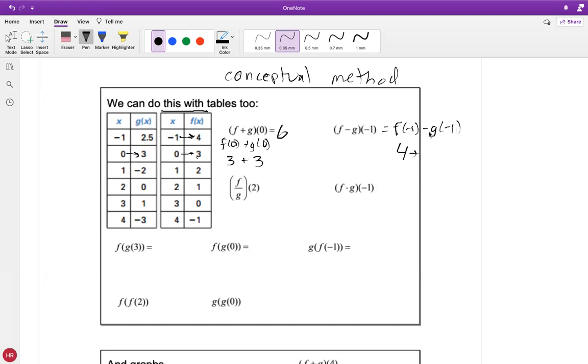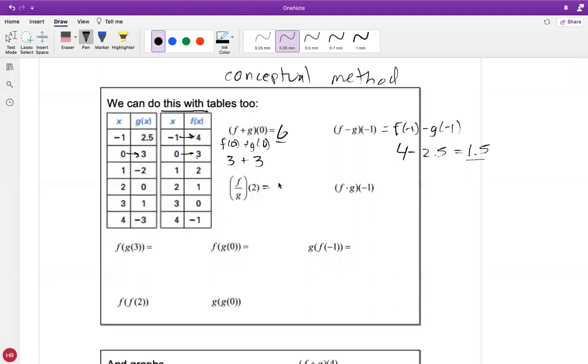And I do the same thing for g of -1. Ooh, I wrote plus and it's minus. Silly goose. When x is -1, g is 2.5. 4 minus 2.5 is 1.5. These are my answers.